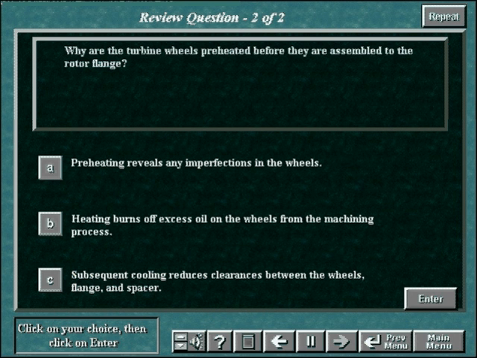Why are the turbine wheels preheated before they are assembled to the rotor flange? Click on your choice, then click on Enter.